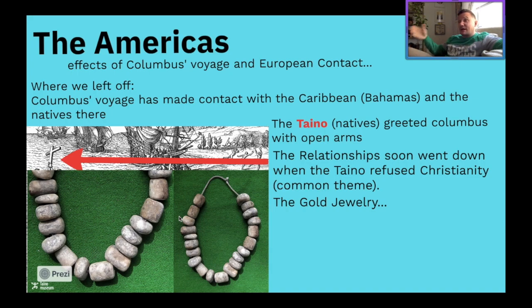And Columbus would actually, after long bouts of trying to learn their language, ask some of the Taino people, where did you get that from? And they were like, well, we have a little bit of gold here, but there's a lot of it over there on the mainland, right? Referring to what is now modern-day Mexico.